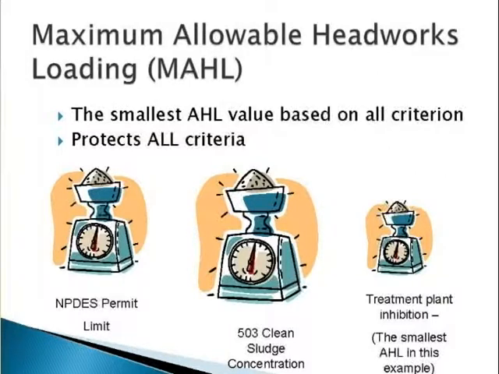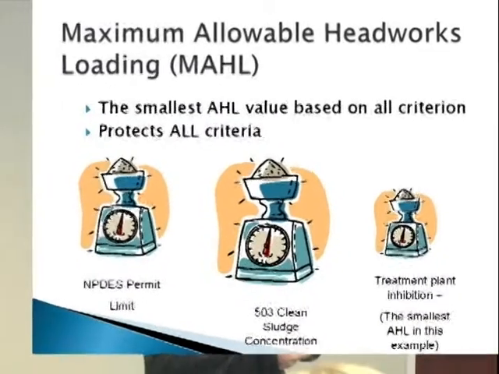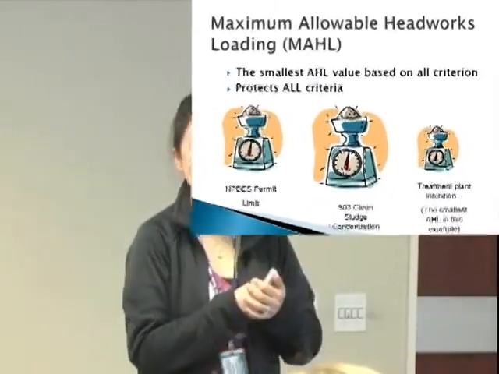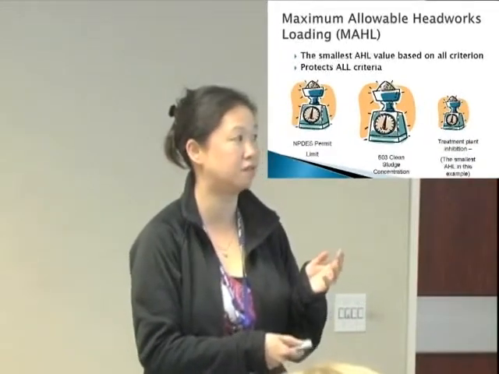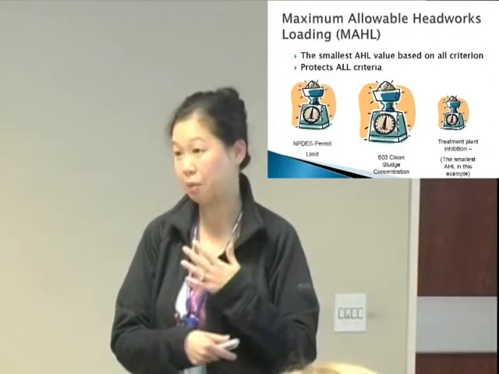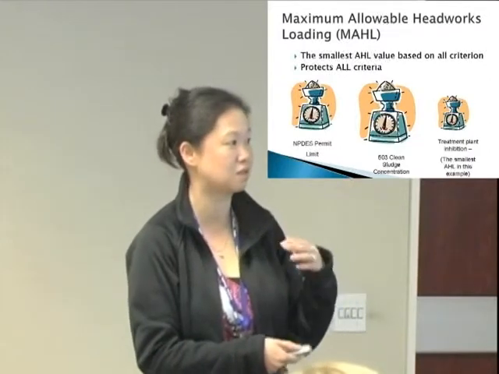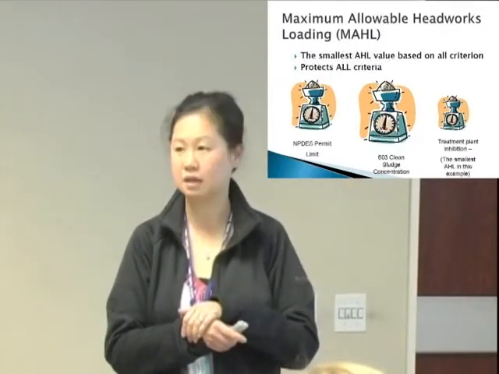When you're looking at local limits, you have to calculate the allowable headworks loadings for many parameters, such as the allowable headworks loading based on NPDES permit limit requirements, based on sludge requirements, and then based on treatment plant inhibition. The maximum allowable headworks loading would be the smallest value of all of the allowable headworks loadings. So in this case, it was based on treatment inhibition.